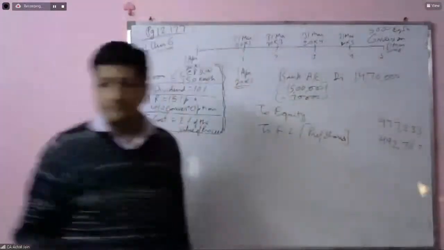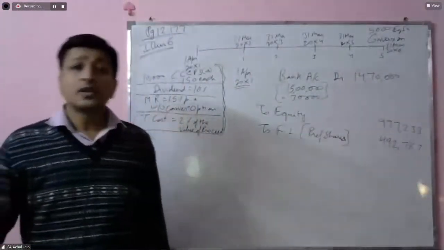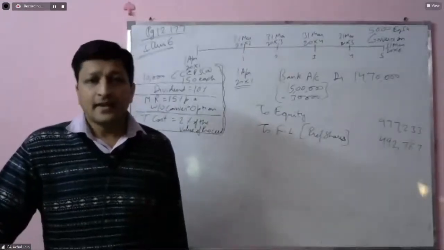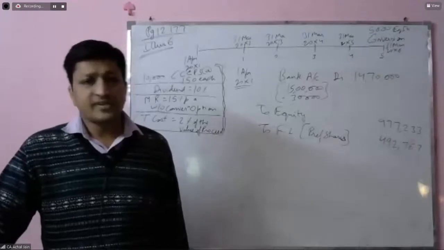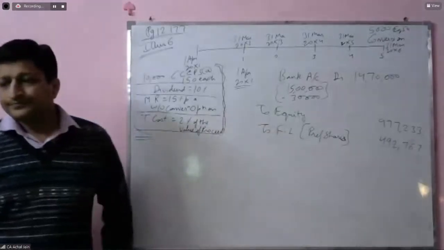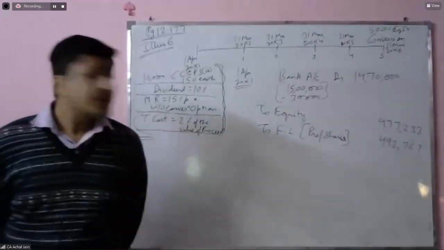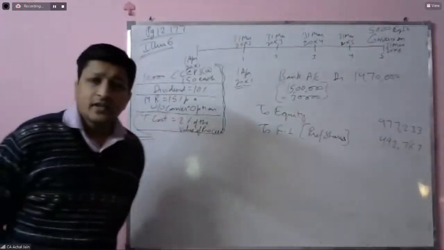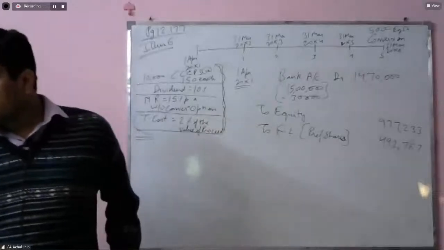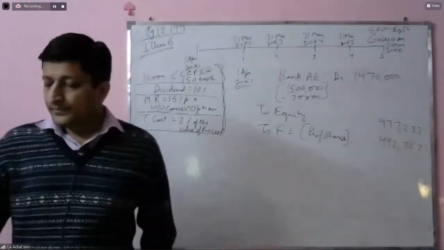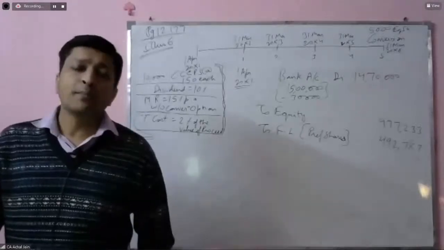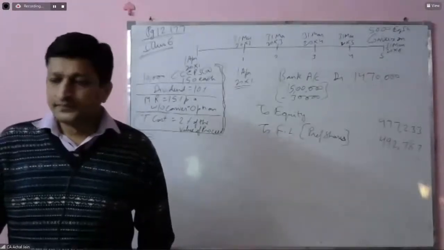4,92,767. So the recording on the opening day, that means on day 0, is done. Correct? Now, as regards this equity, do we need to do anything about it? No. At year end, nothing will happen to the equity because equity will not be remeasured.